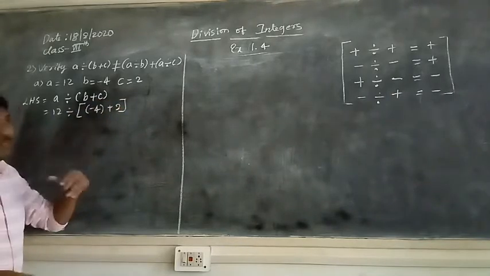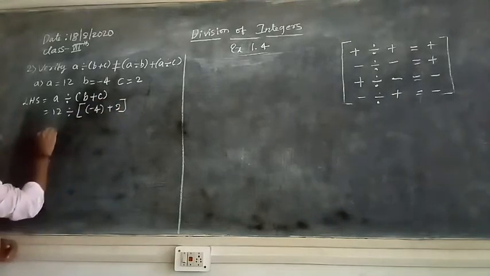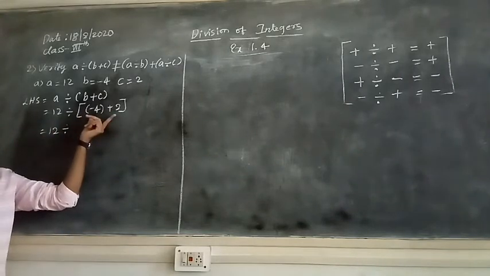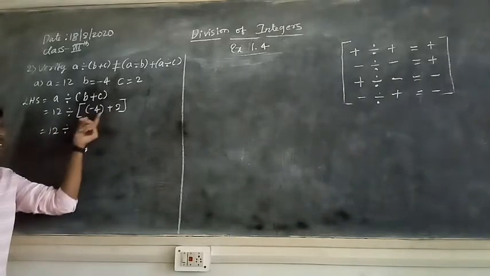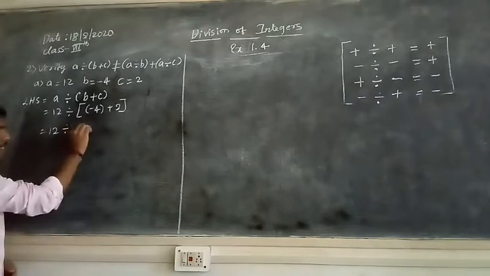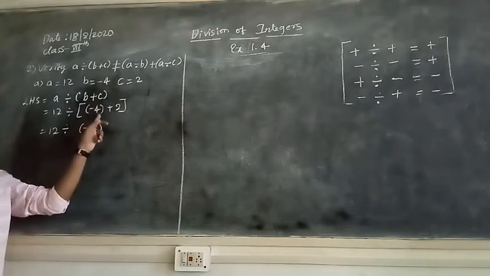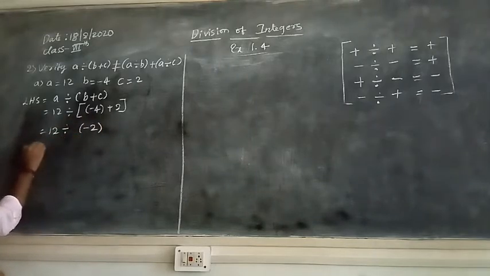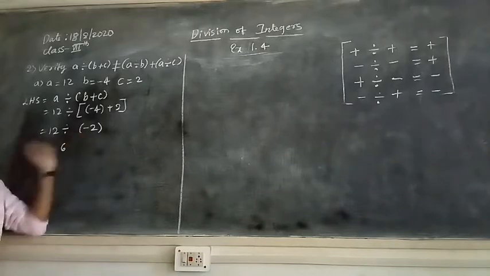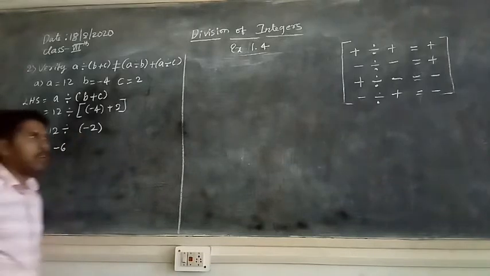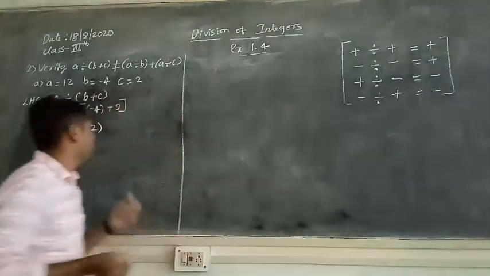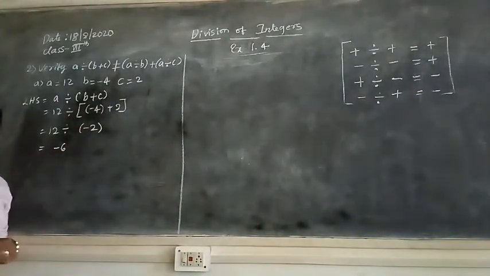So now only I explain the first question. How to solve this one? 12 as it is. Solve this one first. Numbers are having different signs, so subtract and keep the bigger number's sign. So answer is minus 2. Why? 4 minus 2 is 2, and the bigger number's sign is minus. So solve this one: 12 divided by minus 2, 6. Plus divided by minus is minus, so LHS value is minus 6.